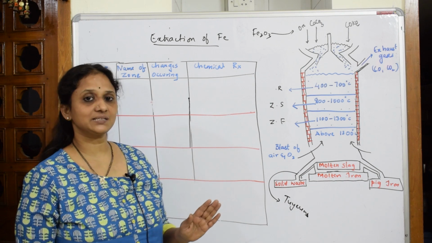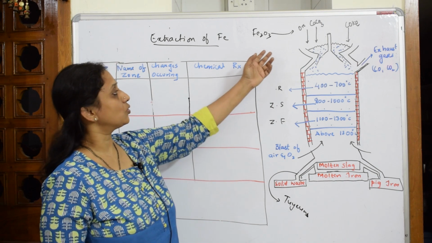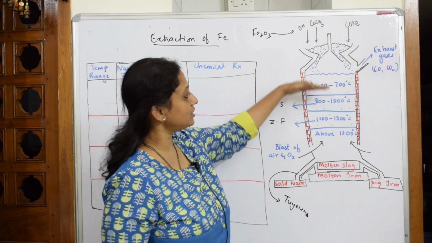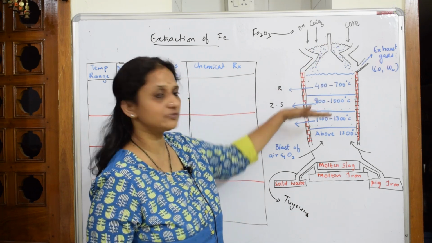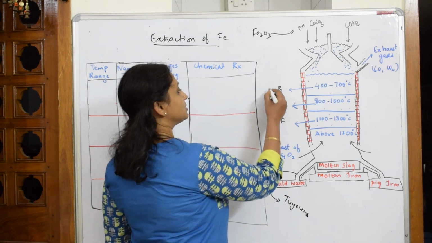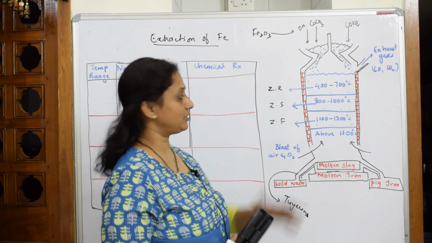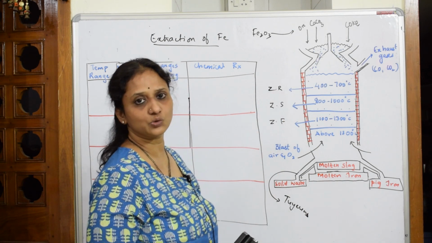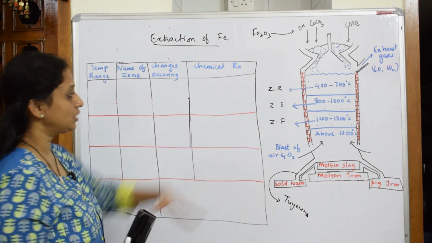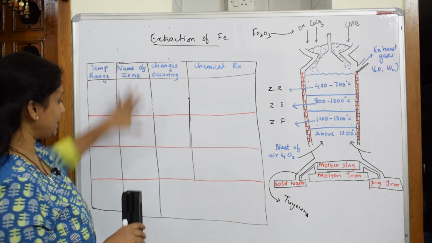Now what actually is important: when I take this ore and introduce calcium carbonate and coke, different layers, different zones are formed in the blast furnace. I've divided it into 4 different zones. The first zone is called the zone of reduction. For that, I made a table.